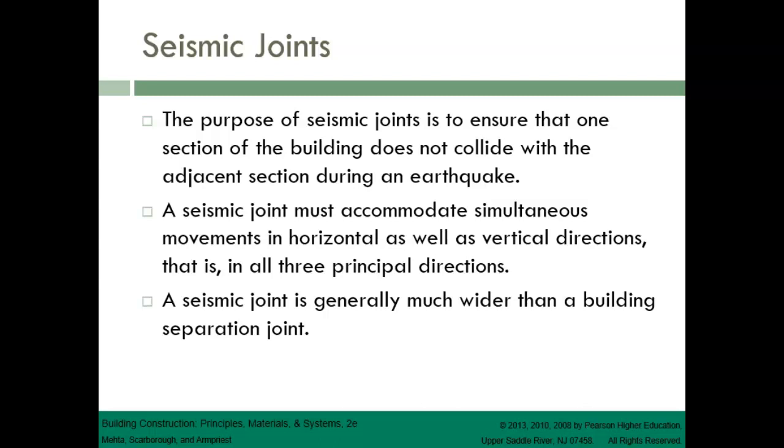Seismic joints. The purpose of seismic joints is to ensure that one section of the building does not collide with the adjacent section during an earthquake. A seismic joint must accommodate simultaneous movements in horizontal as well as vertical directions, that is, in all 3 principal directions. A seismic joint is generally much wider than a building separation joint.